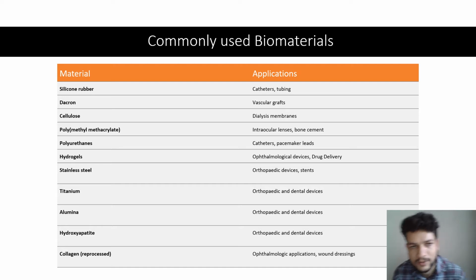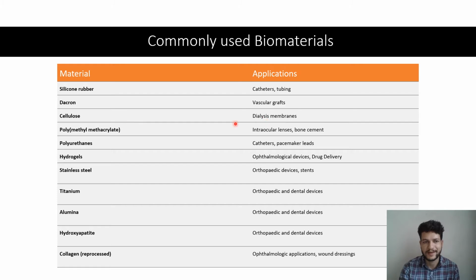In this slide I will talk about some of the commonly used biomaterials and their application in different fields. Silicone rubber is used to make catheters and tubings. These are used to insert different fluids into the body and remove different fluids, for example, a urinary catheter or tubing inserted in the oropharyngeal canal to feed patients who are in coma. Another material is Dacron, which is used to make vascular grafts, and these grafts are used to replace the damaged blood vessel in the body.